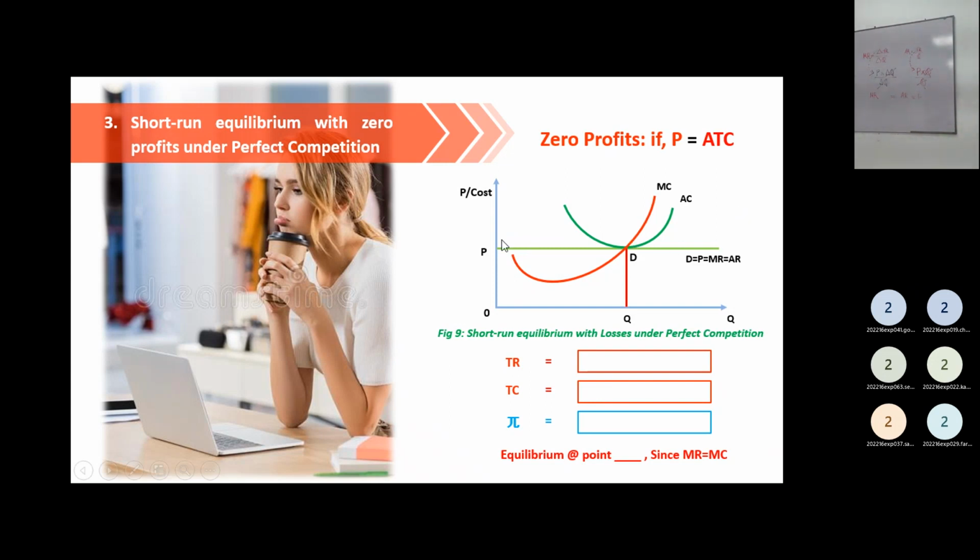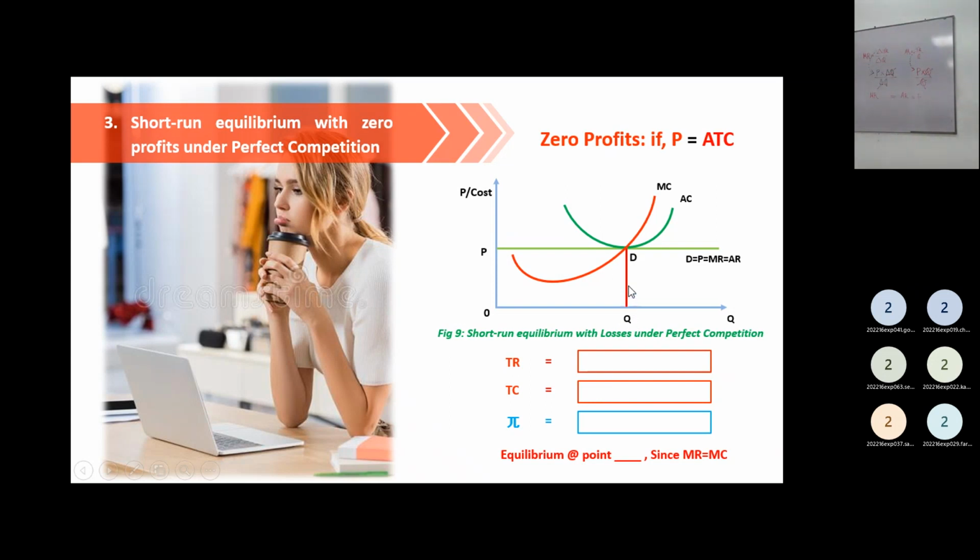Again, you could see that this is your marginal revenue curve and this is your marginal cost curve. The condition is what? Marginal revenue must be equal to marginal cost. Both of these curves are meeting together at point D. Accordingly, equilibrium at point D. If you move down, you could see this is the quantity that you are going to sell.